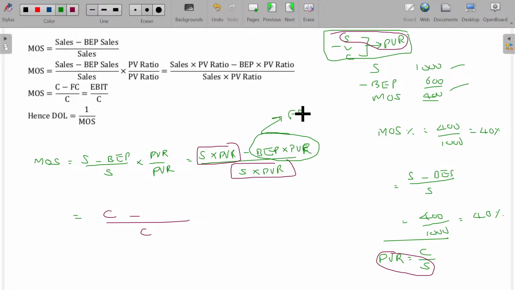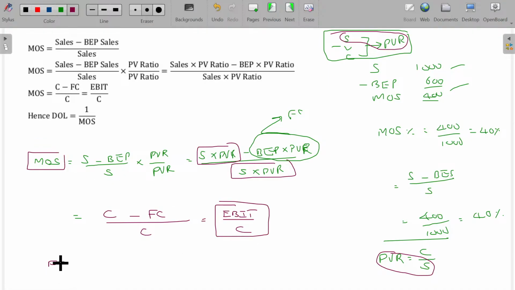You will study along with the marginal costing chapter. Okay, this will be called fixed cost. Okay, come on, tell me. From the contribution, if I subtract fixed cost, what will you get? EBT by C. Clear? EBT by C. So, MOS is nothing but EBT by C.